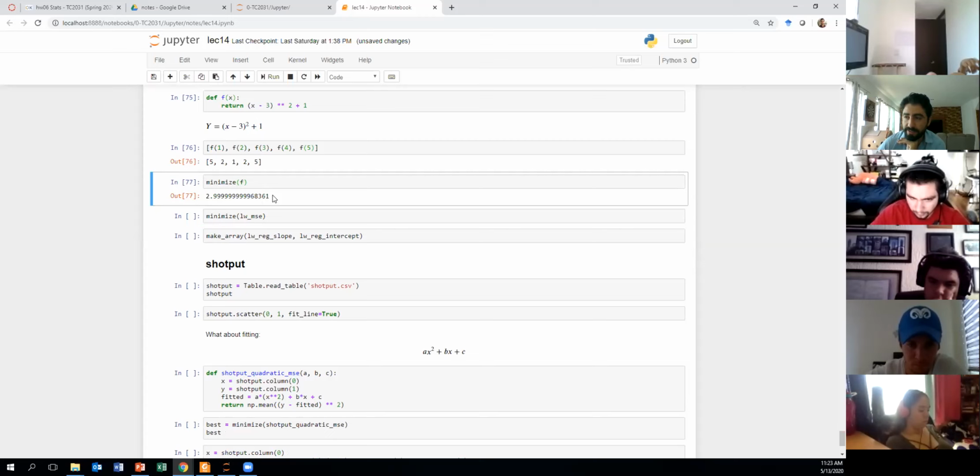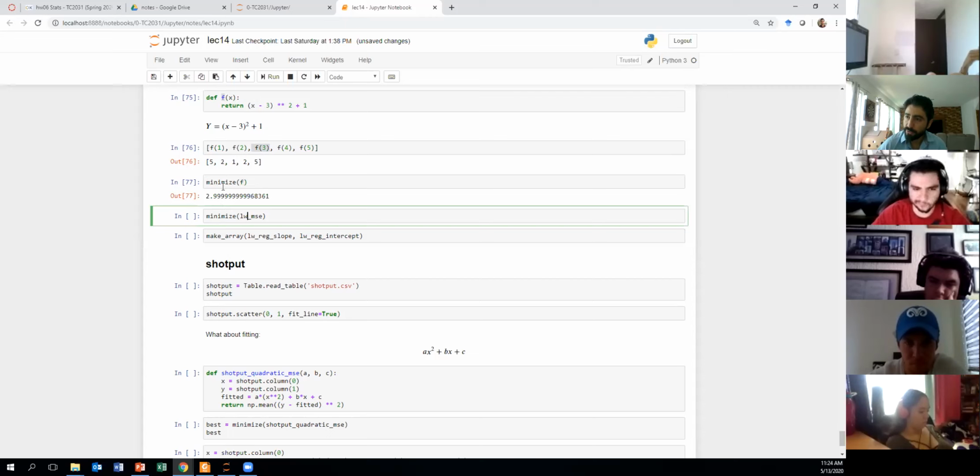You remember Python showing it like this. This is basically the 3. It just shows sometimes like this. So basically what it means, if I call my function f with this value 3, I'm going to get the lowest value. As you can see, f(3) gives me the lowest value.